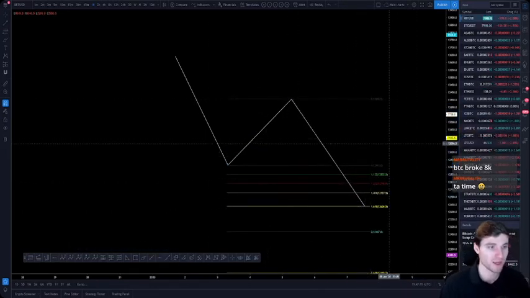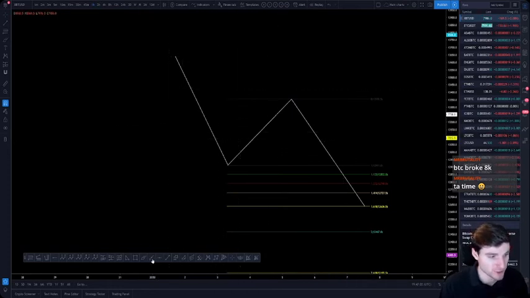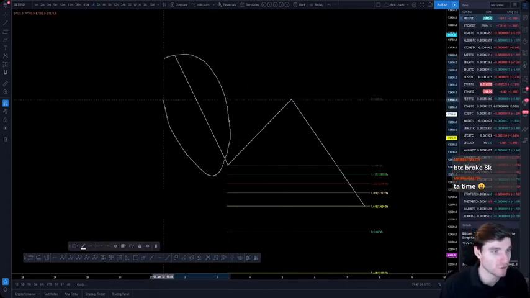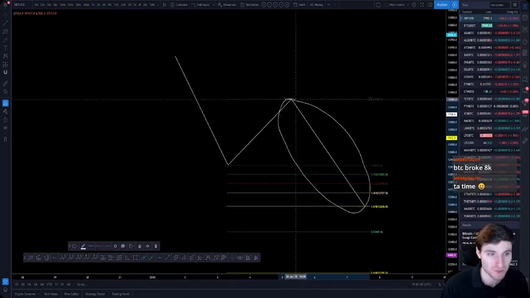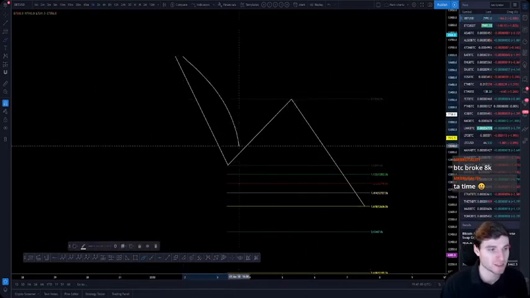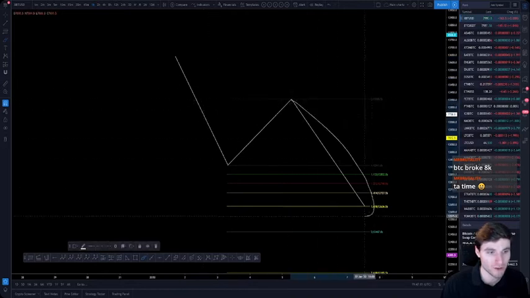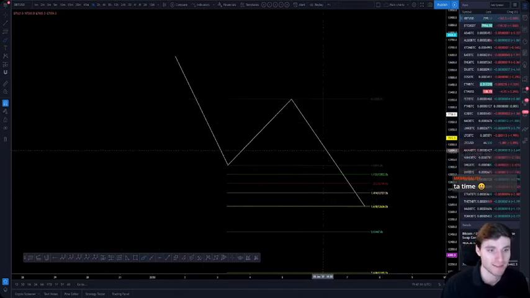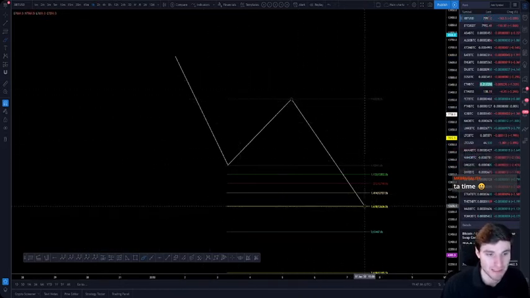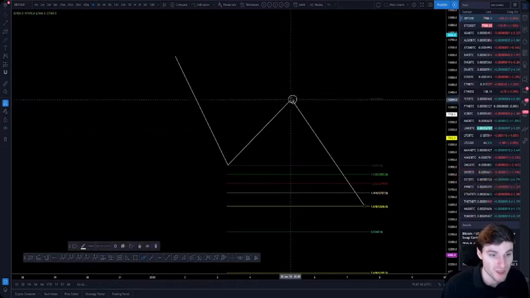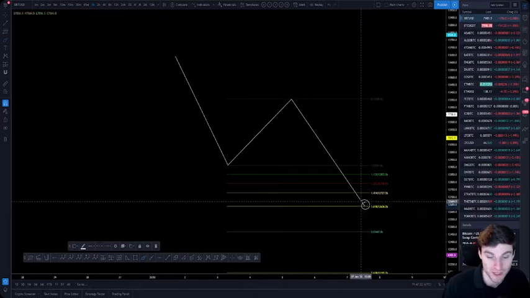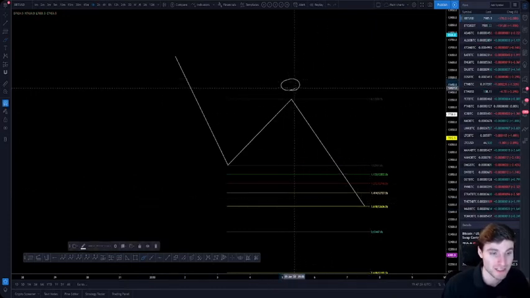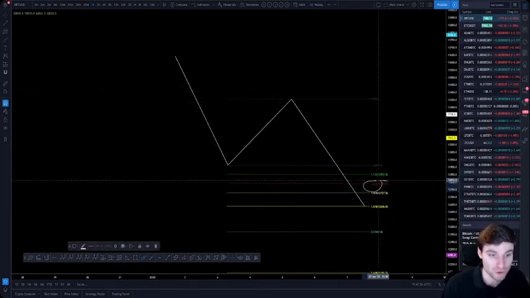1618, and this is where we want to see symmetry. Symmetry is important, so however long this took, we want to see it take relatively the same amount of time. So impulse down 1, impulse down 2 here, and that is essentially your ABCD. So when it hits the 618 retracement, you aim for the 1618 expansion. Again, if it was the 786, slightly higher, then you can aim for the 1272.